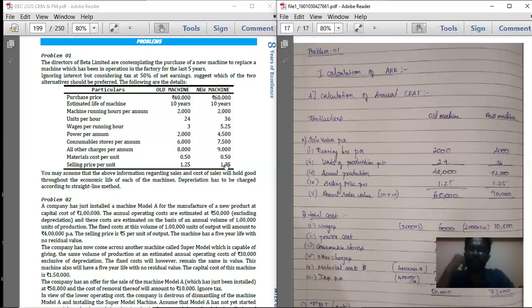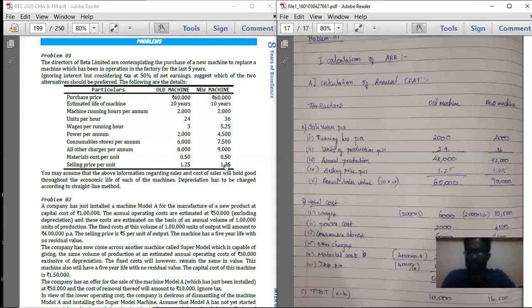Below that, small roman number 5, annual sales value, within brackets small roman number 3 into small roman number 4. How much is the value under old machine? 48,000 into 1.25, record 60,000. And under new machine, 72,000 into 1.25, you are getting 90,000. Under the new machine column, record 90,000.